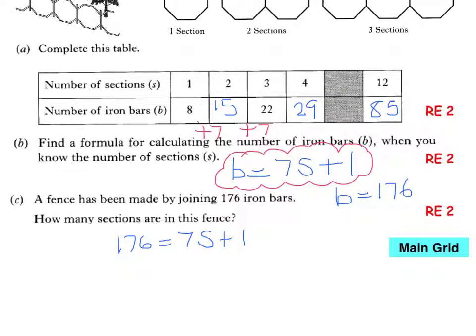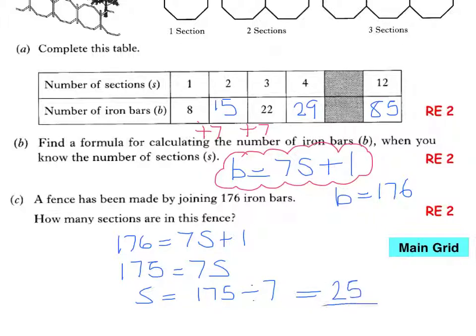So first thing I'm going to move is the 1. I'm going to subtract 1 from each side. It's going to give me 175 equals 7S. And then to find out what S is, I'm going to divide both sides by 7, so 175 divided by 7. And that is 25. So there were 25 sections if I used 176 bars.